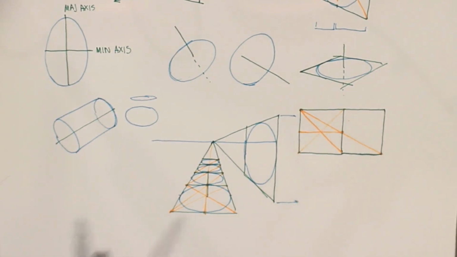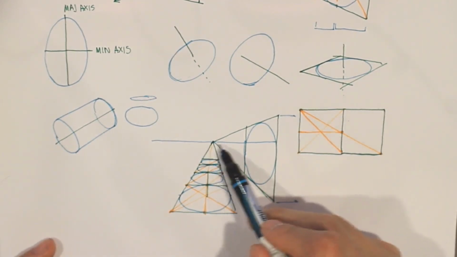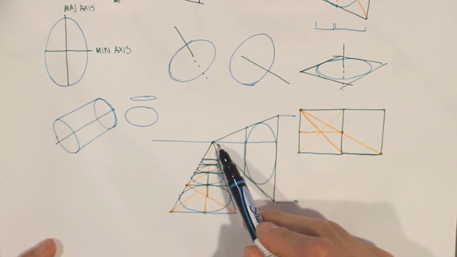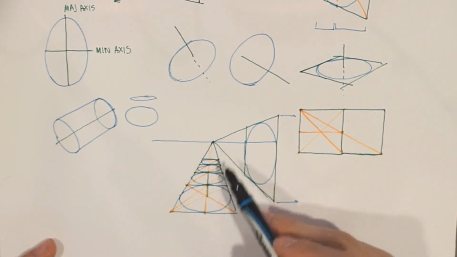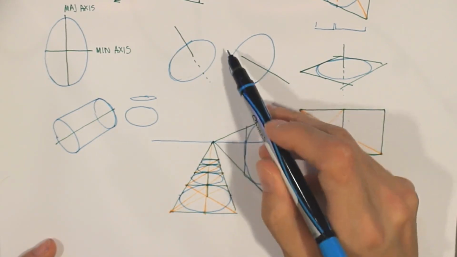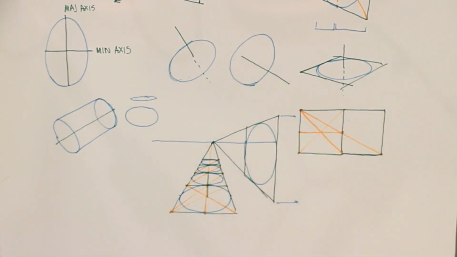So there's two rules here. The closer you get to the center, the flatter the degree is going to be, and the further down or up away from the horizon line, the wider the degree is going to be.